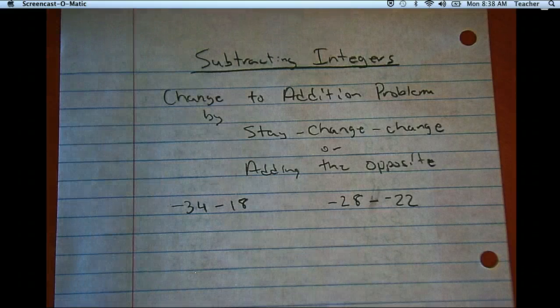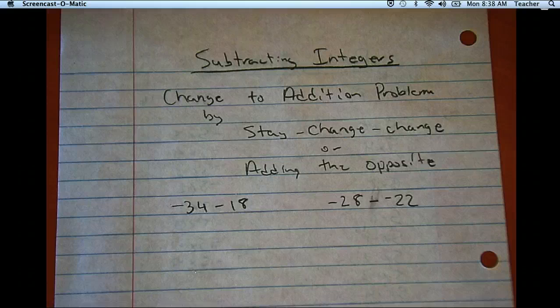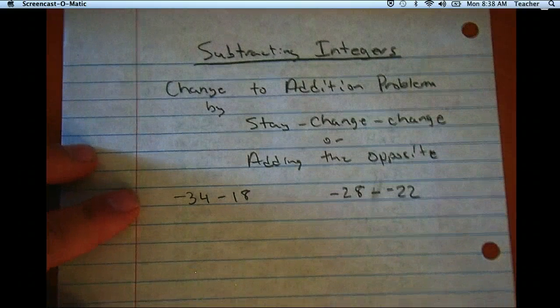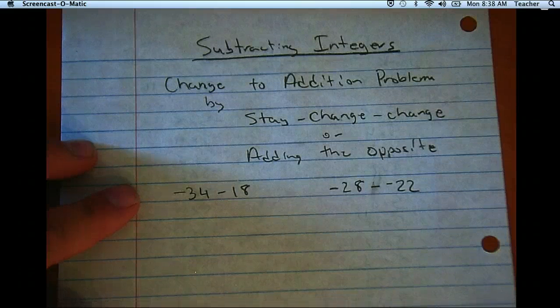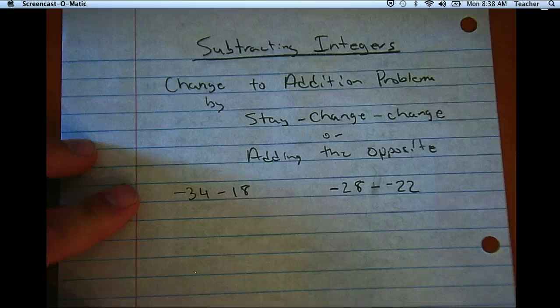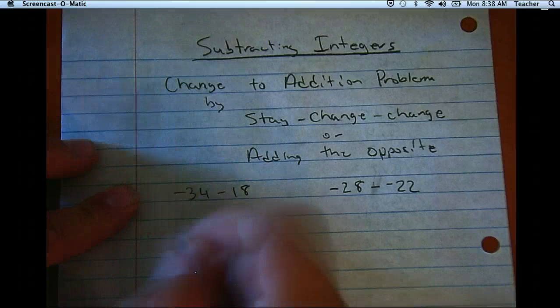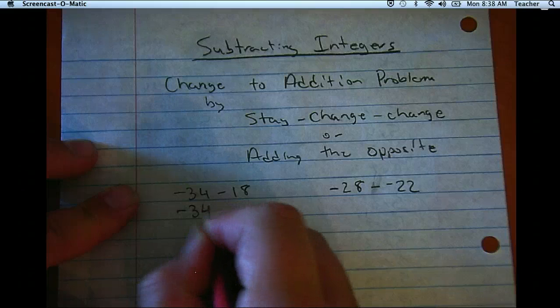Now, when I subtract integers, something like negative 34 minus 18, the way I change it to an addition problem is I use stay, change, change. What stay, change, change means is the first number stays the same. I'm going to leave it the exact same way. So in all these subtraction problems, you're going to have to rewrite the addition problem. So if negative 34 stays, I'm just going to rewrite it as negative 34.